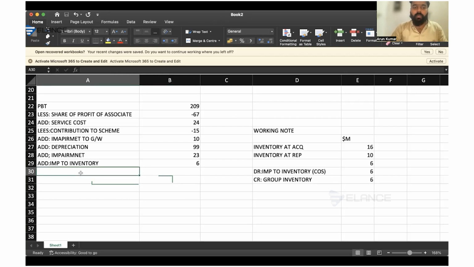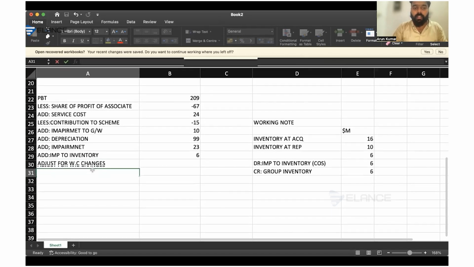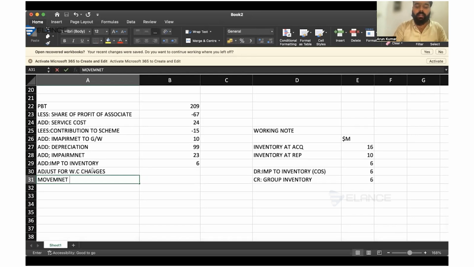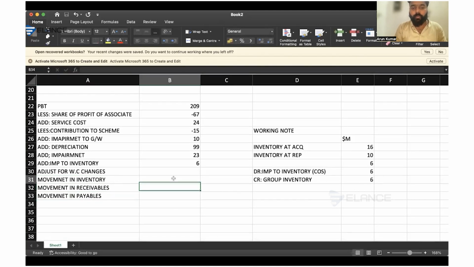Done. So now we need to adjust for working capital changes. So the final one, now we have to adjust for the working capital changes. So how will you make the adjustments? There have been movement in inventory, movement in receivables, and there has been movement in payables. So we have to adjust these movements. Just look at the movements here.